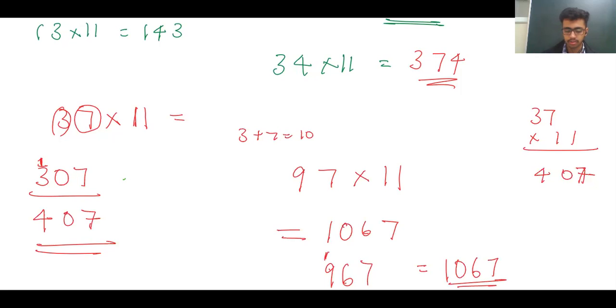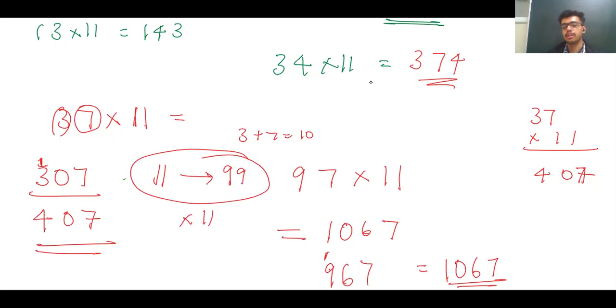Okay. So this is how to multiply any 2-digit number, only 2-digit numbers. So from 11 to 99, you can multiply it by 11 very easily if you just follow this trick. Okay.